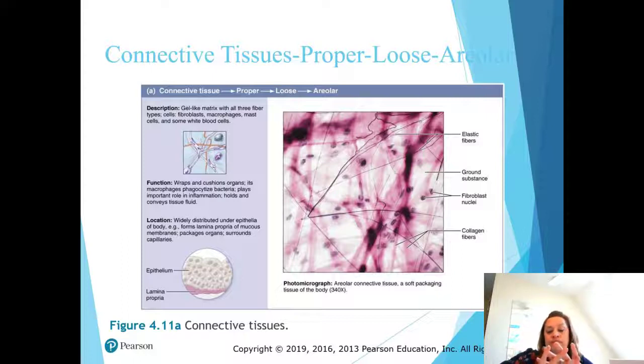It looks very woven, right? Lots of fibers. We're going to find it under the epithelia of the body. Well, that's everywhere, right? Wherever we have epithelia, we're going to find areolar connective tissue. As part of the lamina propria of mucous membranes, surrounds capillaries, packages organs, so you can pretty much be sure you're going to see areolar everywhere in the body.